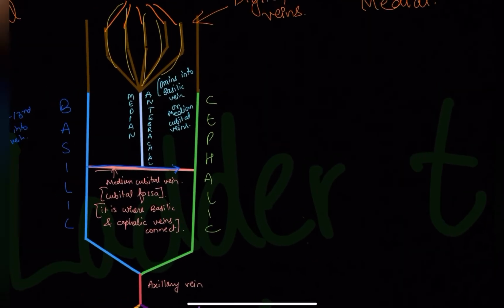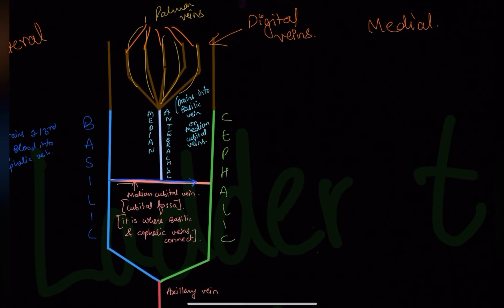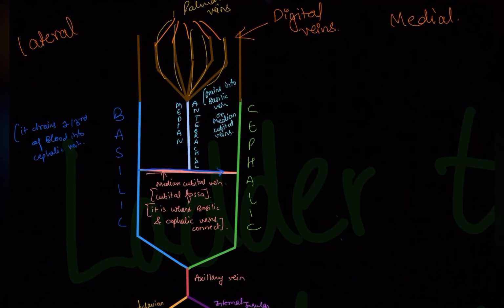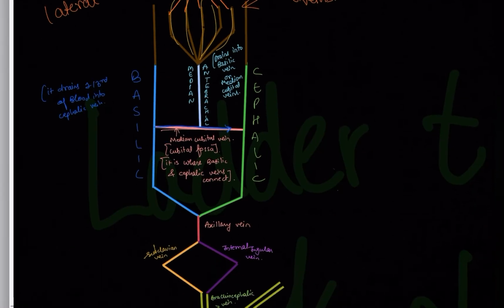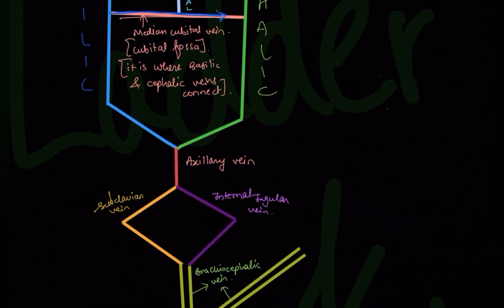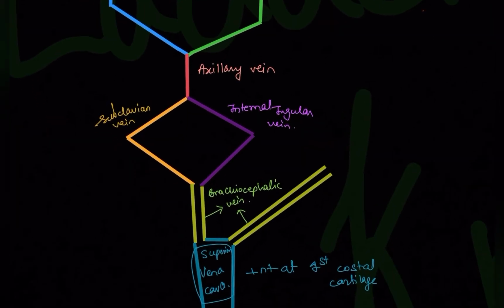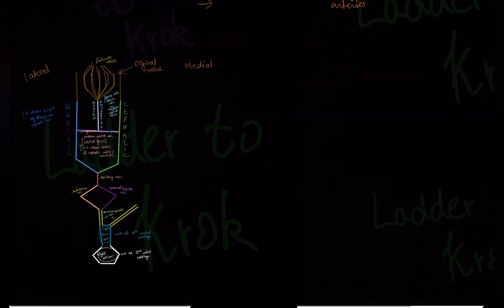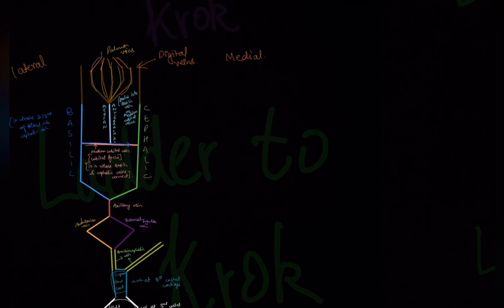So, a quick revision. Palmar veins together merge to form the median antebrachial vein, which will drain either into the basilic vein or the median cubital vein. Here I have shown that it drains into the median cubital vein. Now, what is the median cubital vein? It's present at the cubital fossa, and it is a vein which connects the basilic and the cephalic veins. The digital veins will form the basilic vein on the lateral side, and the cephalic vein on the medial side. The basilic and cephalic veins together will drain into the axillary vein, and from the axillary vein, some blood goes into the subclavian vein and internal jugular vein. Then both will drain into the brachiocephalic vein. The left and right brachiocephalic veins will then drain into the superior vena cava, which will open into your right atrium. So this was all about the superficial venous supply of our hand.